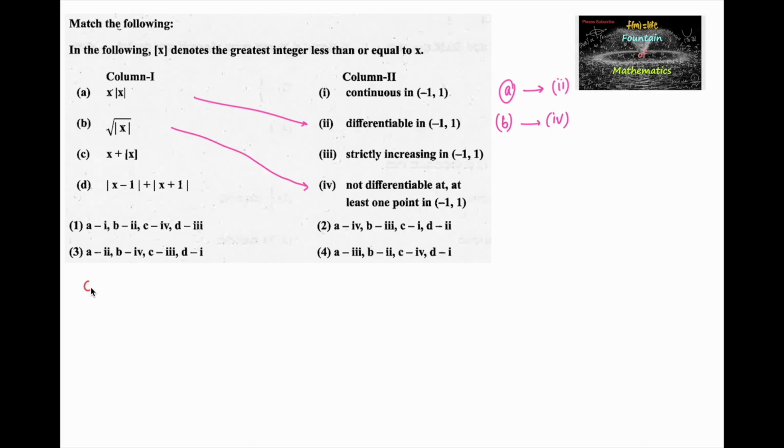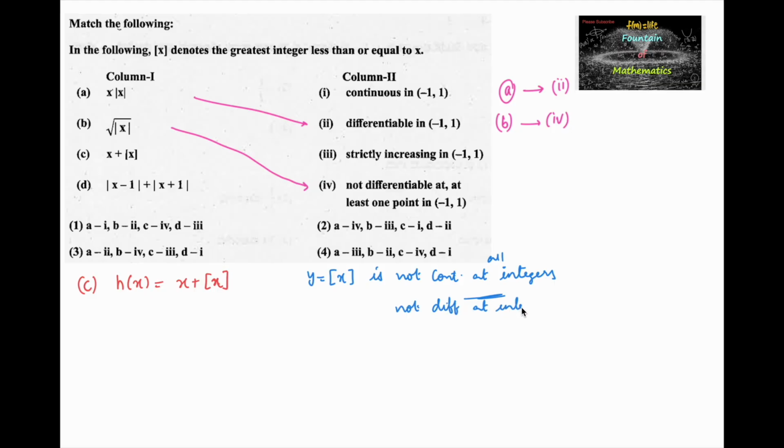Now let's consider the third function. Say h of x is equal to x plus square brackets of x, that is the greatest integer function or step function, and we know that the greatest integer function is not continuous at all integers, because this function is made of steps, so this graph is not continuous at all the integers, and hence it is not differentiable at integers.